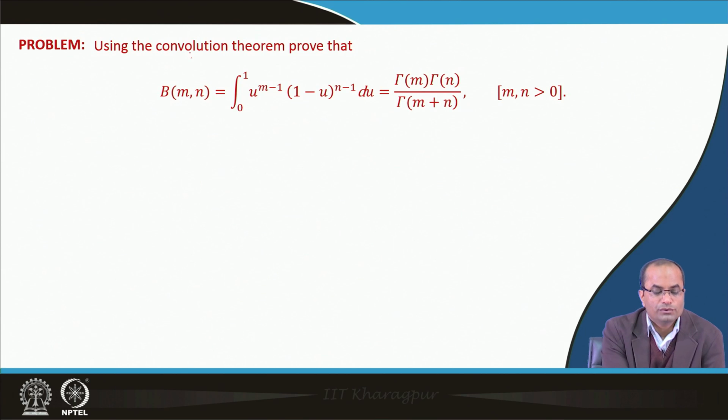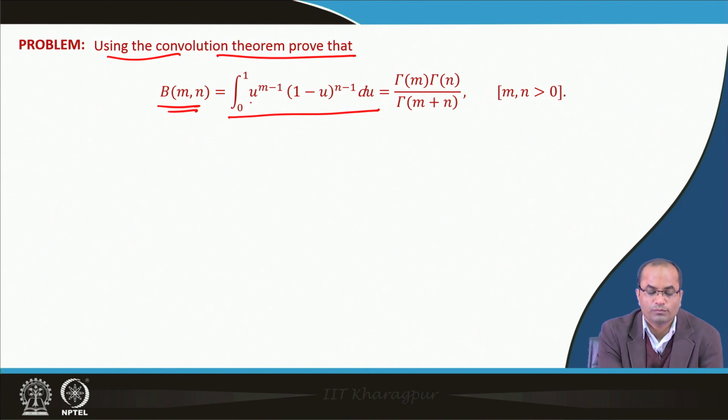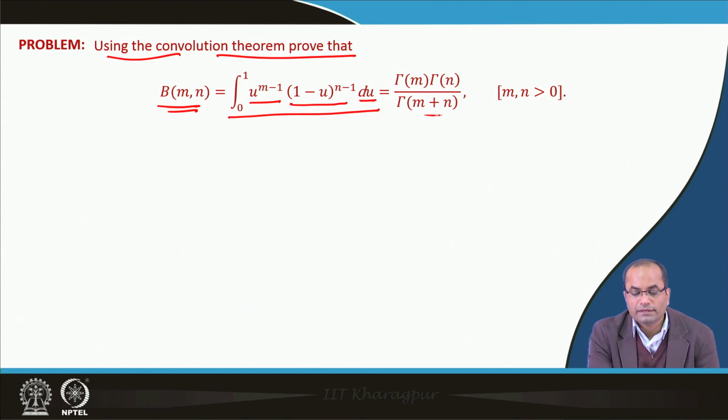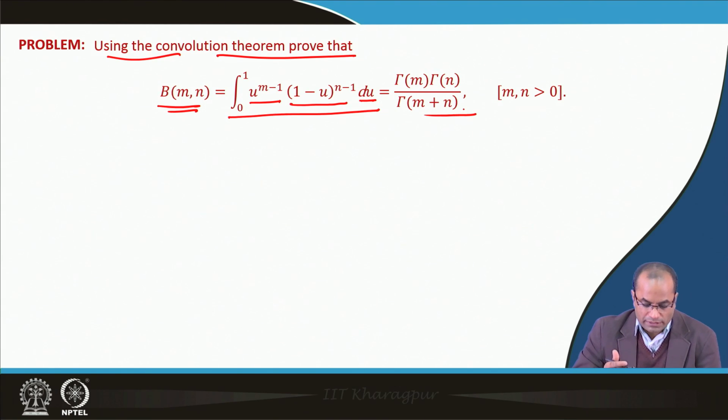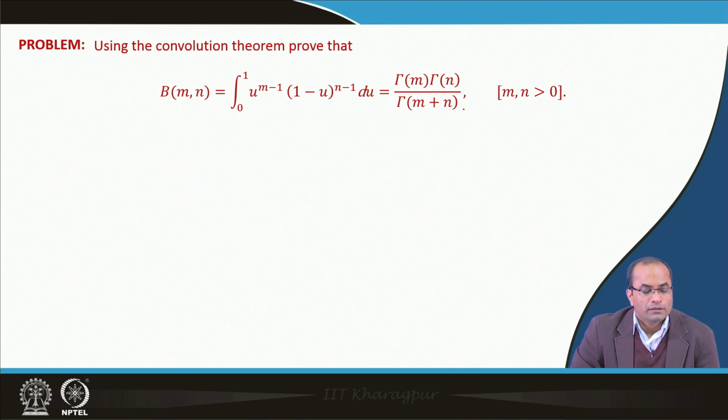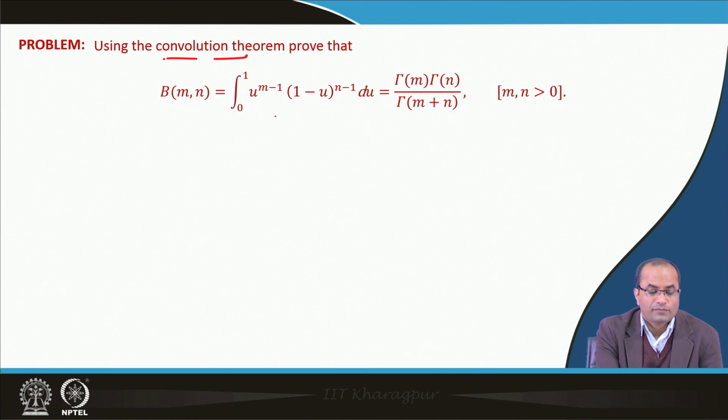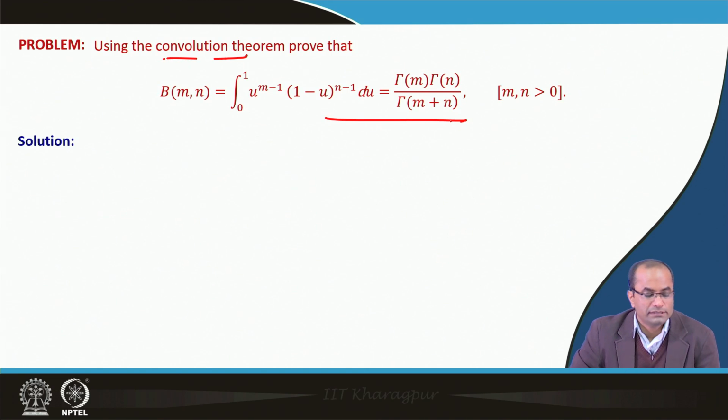So, using the convolution theorem, we will now prove that this beta function B(m, n), which is defined as the integral from 0 to 1 of u power m minus 1 times (1 minus u) power n minus 1 du, is given as gamma m gamma n divided by gamma m plus n. This result we have already proved in integral calculus, and now we will see it is much easier using this convolution theorem and the Laplace transform of the beta function. We can get this relation easily.